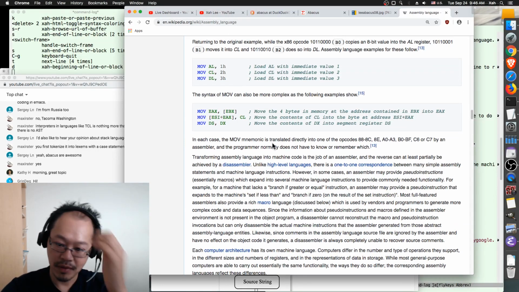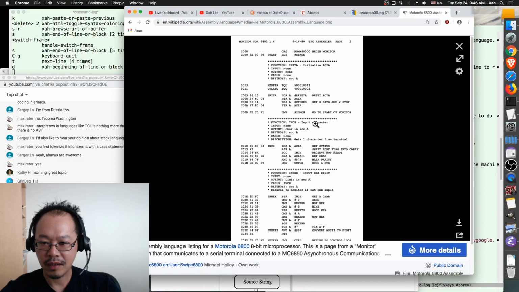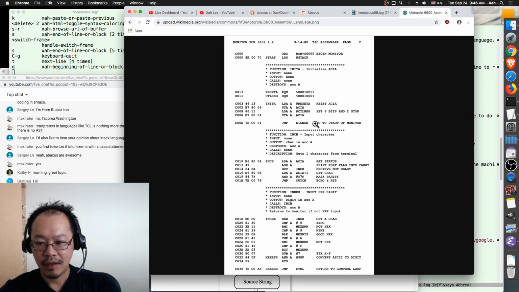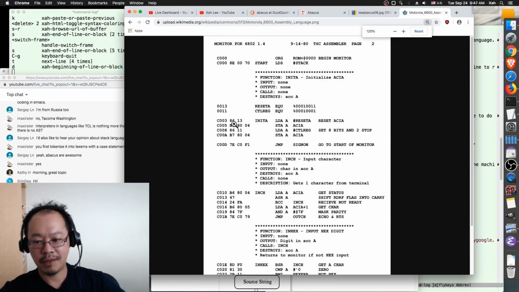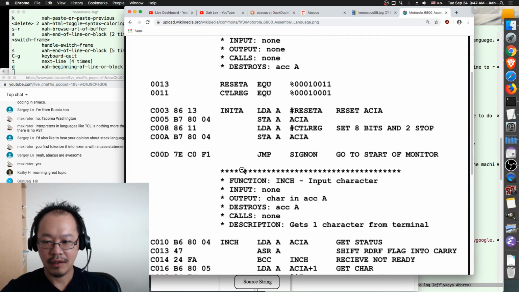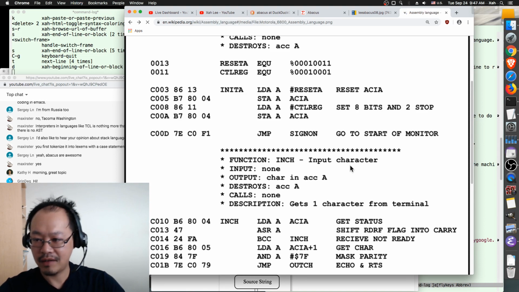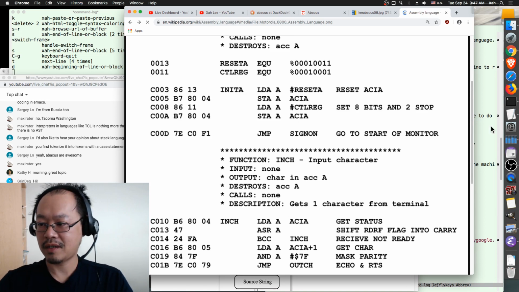Yeah, here's some example of assembly language. Let's look at this. What is this? Each line is basically one single instruction. The things on the right side are comments. These are the comments. Anyway, I don't know assembly language.